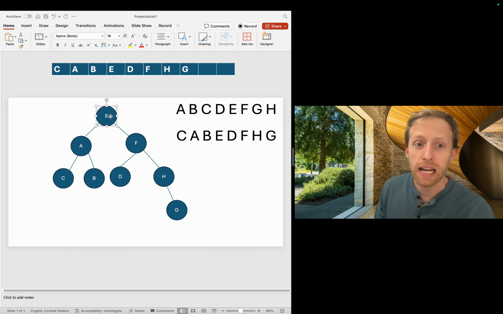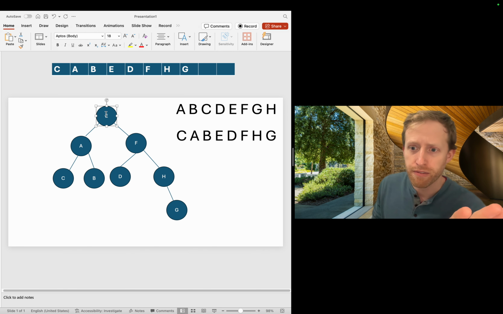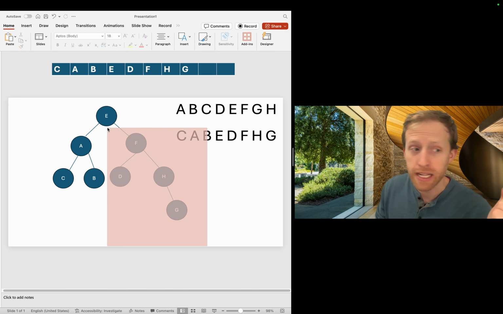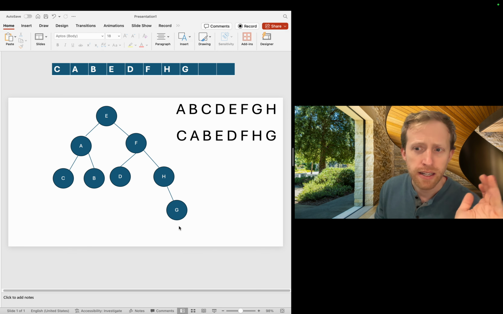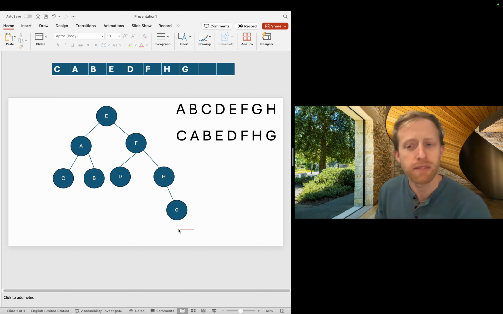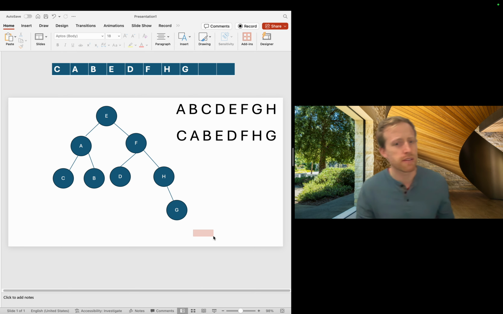Same idea here. If I am looking for F in this data structure, when I start at E, I know that F is larger than E. So instantly, I only have to look at the right subtree. I don't have to look at the left subtree. And then, same thing here. But that's the intuition for it.